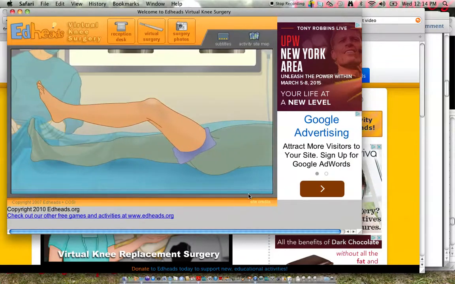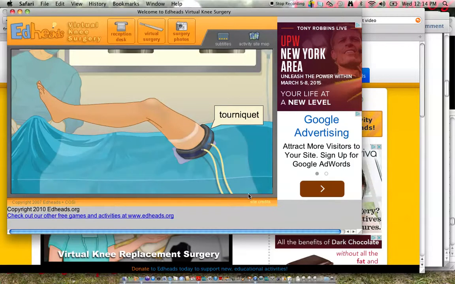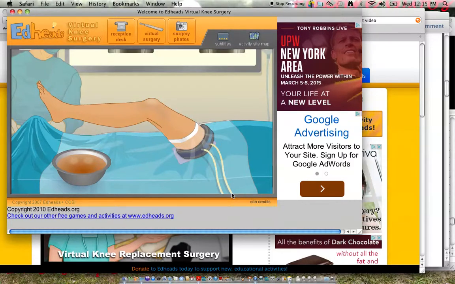After the patient is unconscious, and before the first incision is made, we need to establish a sterile field around the surgical area. A series of sterile drapes isolates the surgical field from the rest of the patient's body. A tourniquet is applied to cut off blood flow, which allows a clearer view of the surgical field during surgery. To kill the bacteria on the patient's leg, clean it in a betadine solution. This scrubbing process will limit the chance of bacterial infection.